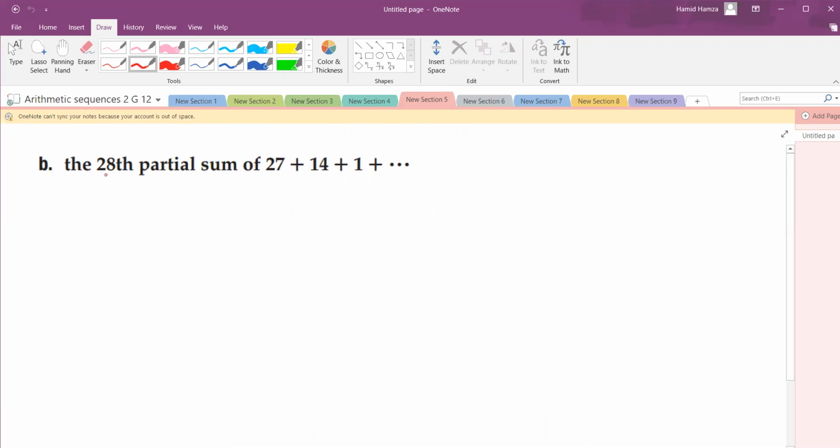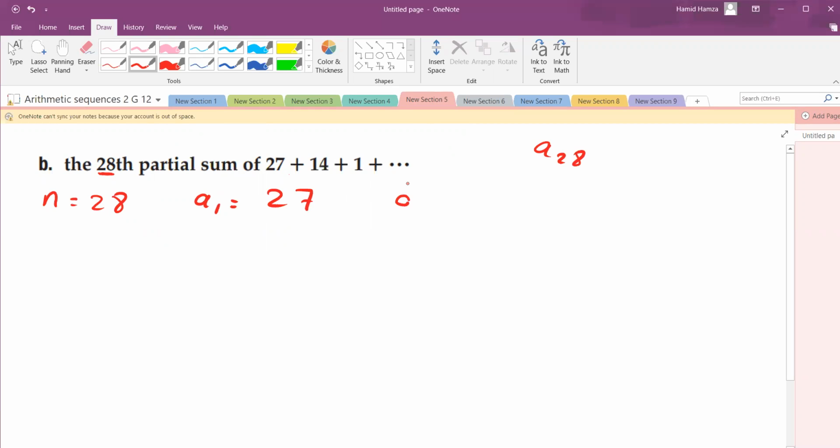Here you will notice that n is given. So the 28th partial sum of this sequence, of this series. So n is 28, a1 is 27. So either you should write the last term or the common difference. The last term is not given here. So a28 is not given, and I will not calculate it.